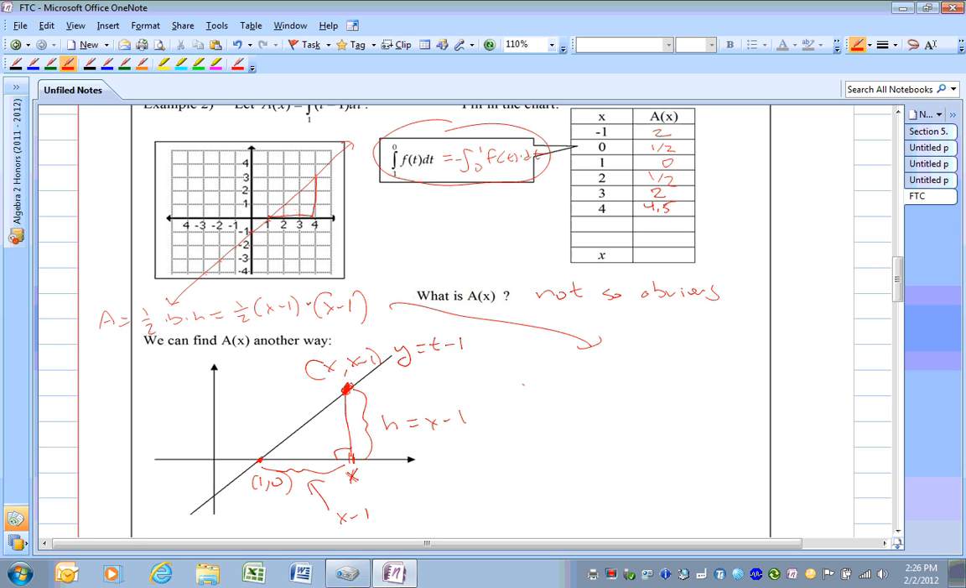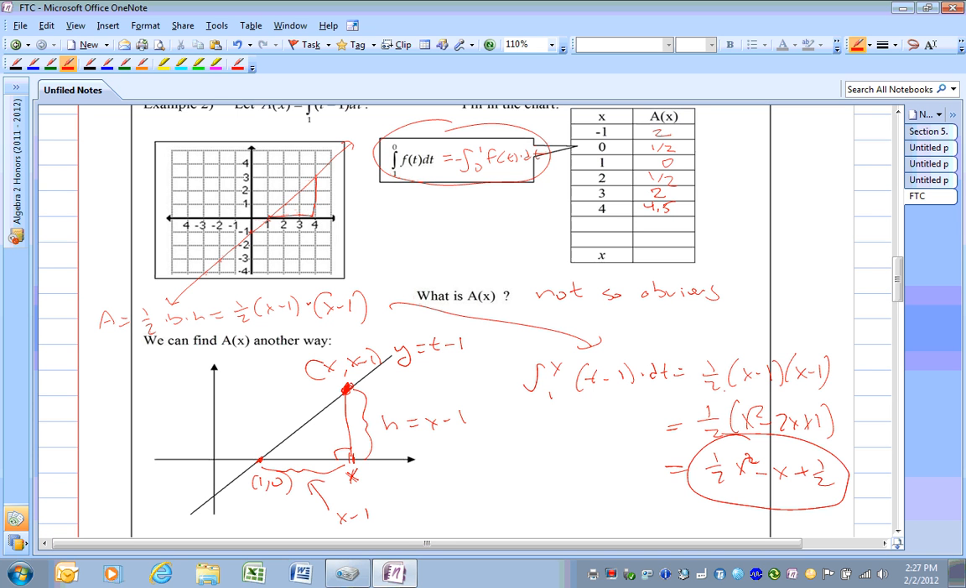So essentially, when you integrate 1 to x, t minus 1 times dt, we're expecting this, because that's the area beneath the curve. So you have 1/2 x squared minus 2x plus 1, distribute, yeah, I think it's right. Let me clean it up here. Okay.